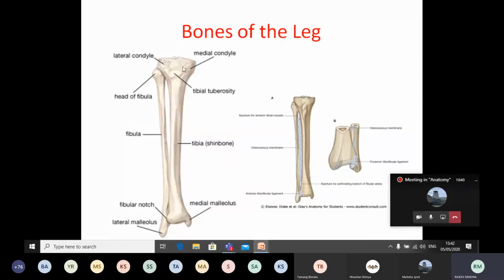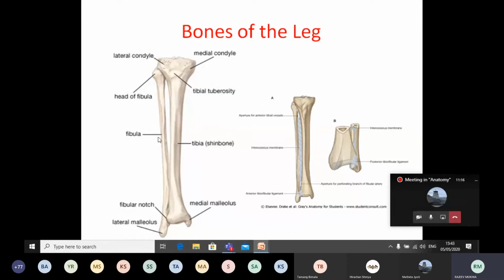In the upper end of the tibia, there are two condyles, medial and lateral, and there is the tibial tuberosity. In the lower end, this is the medial malleolus. Three borders are there: the anterior border or shin border, then the interosseous border or lateral border, then the medial border. In the fibula, this is the head of the fibula and the styloid process. In the lower end of the fibula, there is a bony elevation, the lateral malleolus. This portion is the shaft of the fibula.